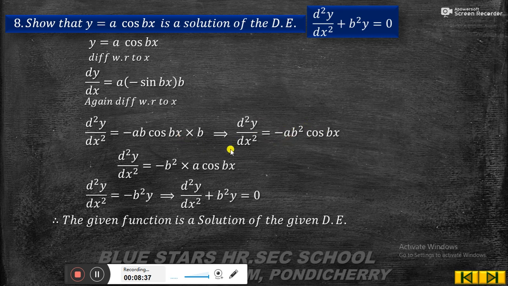So in the next step we write d square y by dx square equal to minus b square into a cos bx. A cos bx is the given function, so a cos bx equal to y. So instead of a cos bx I substitute y, so minus b square y. Which implies d square y by dx square plus b square y equal to 0. So therefore we conclude that y equal to a cos bx is the solution of this equation d square y by dx square plus b square y equal to 0. Therefore the given function is a solution of the given differential equation.